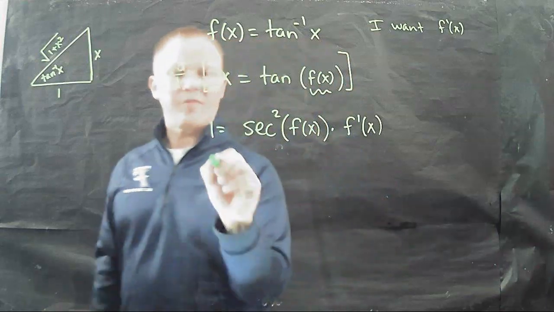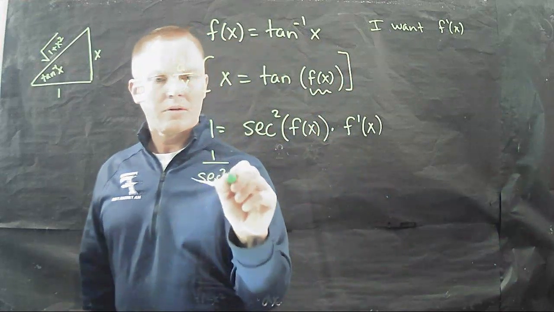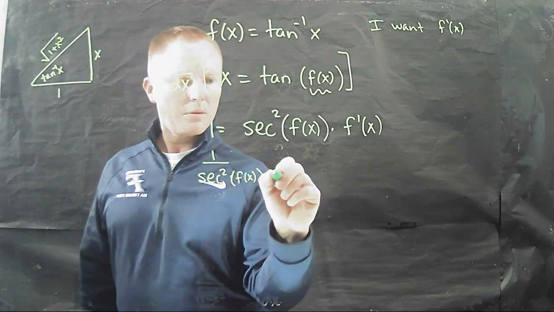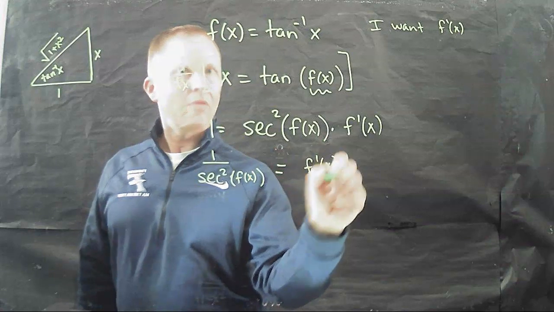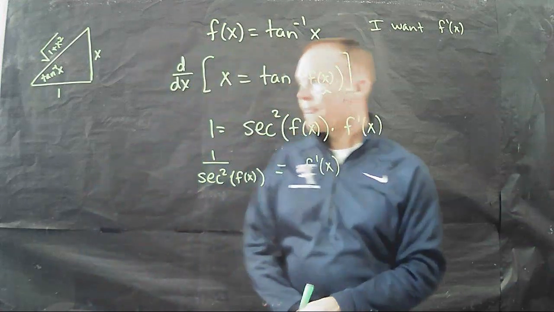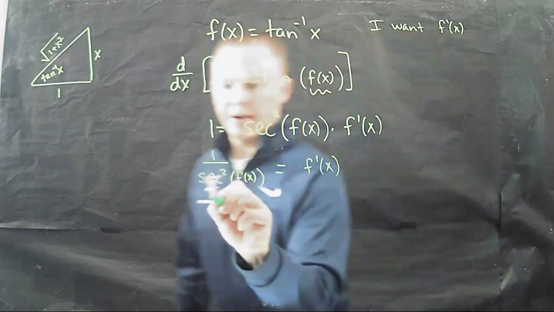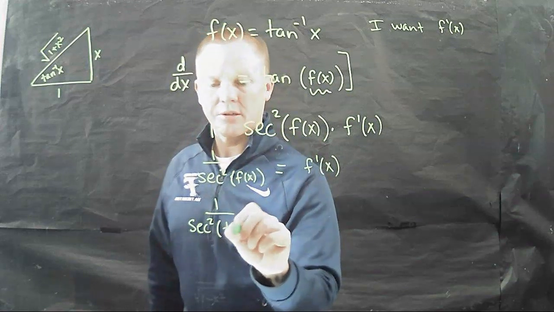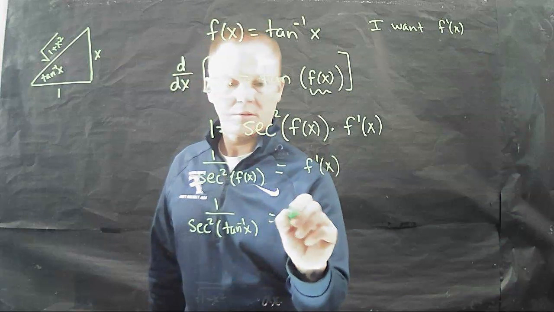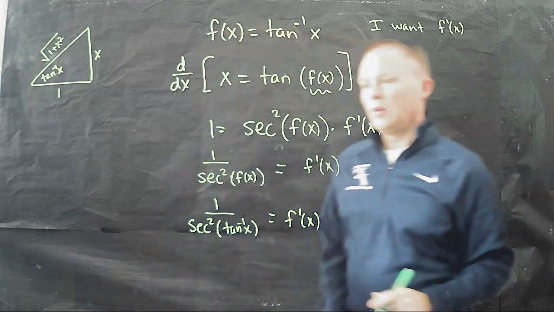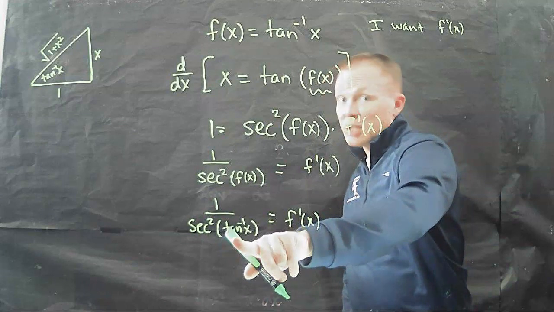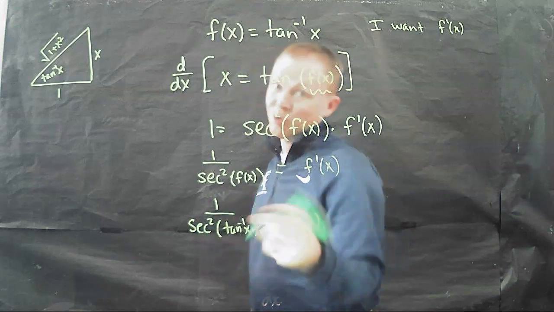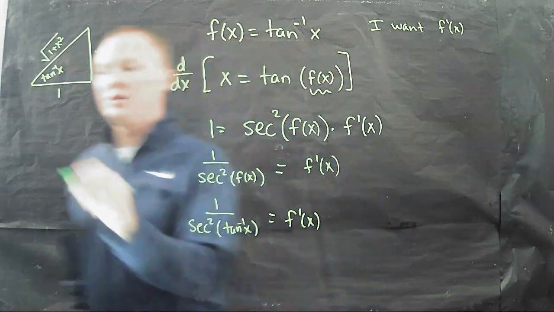So now we're going to solve this for f prime of x. And then I'm going to go back and resubstitute. 1 over the secant squared of, what was f of x? Inverse tangent of x. So now, remember, the inverse tangent is an angle. So what's the secant squared? Let's first find the secant of the inverse tangent of x, okay?